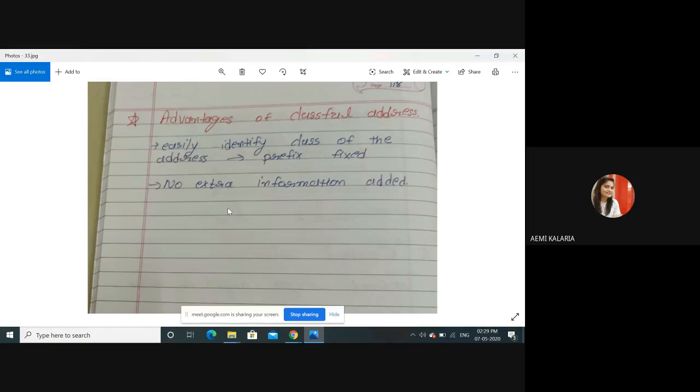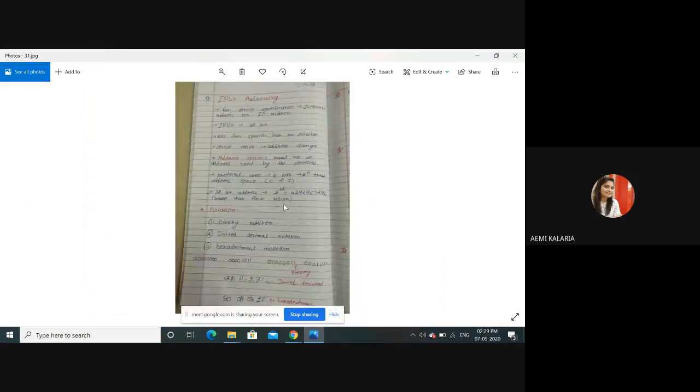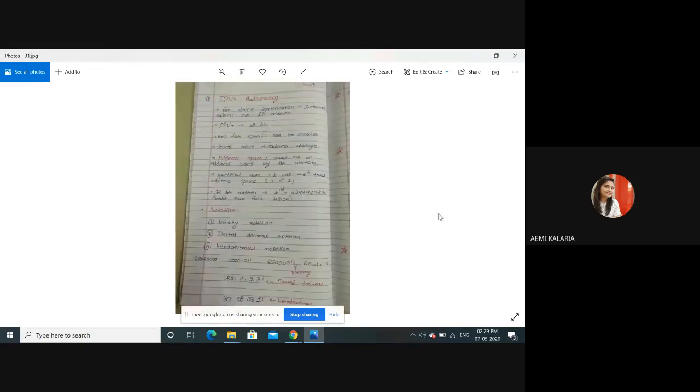Now, whatever I discussed till now, mostly in your exam they ask the theory part. So whatever I discussed till now, you have to mention in the exam. So five classes are there, A, B, C, D and E, and each is used for its purpose. What is subnetting? What is supernetting? What is hierarchy of addressing? This is important from the exam point of view.